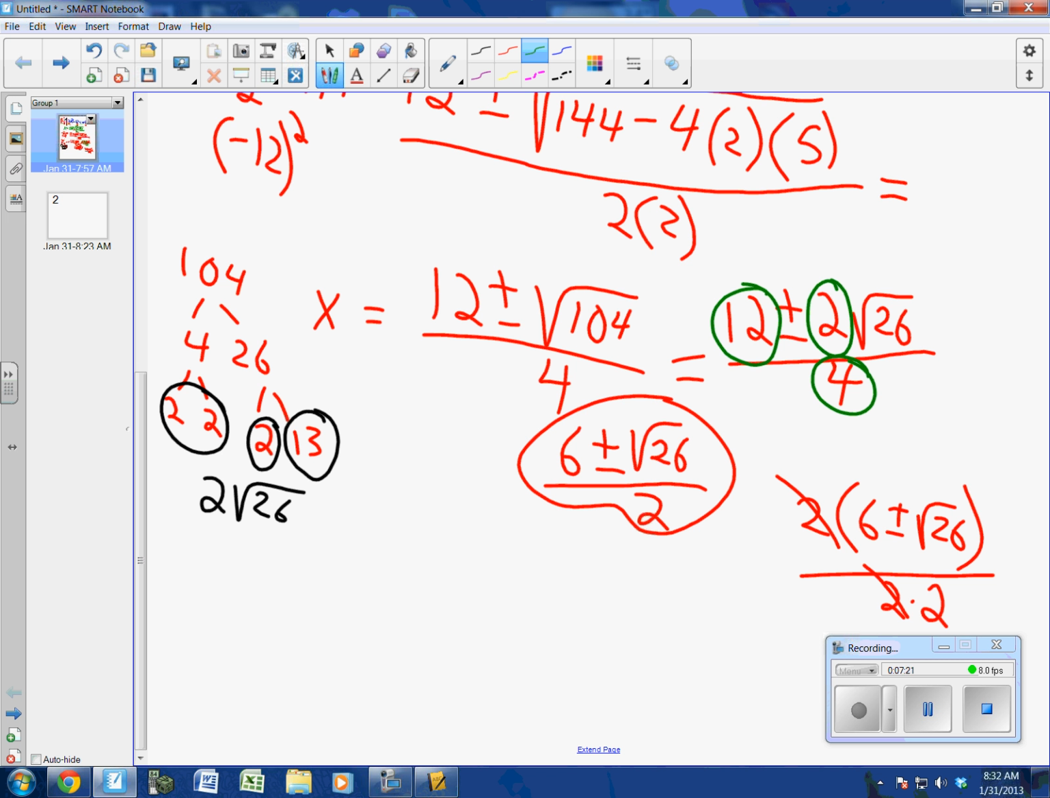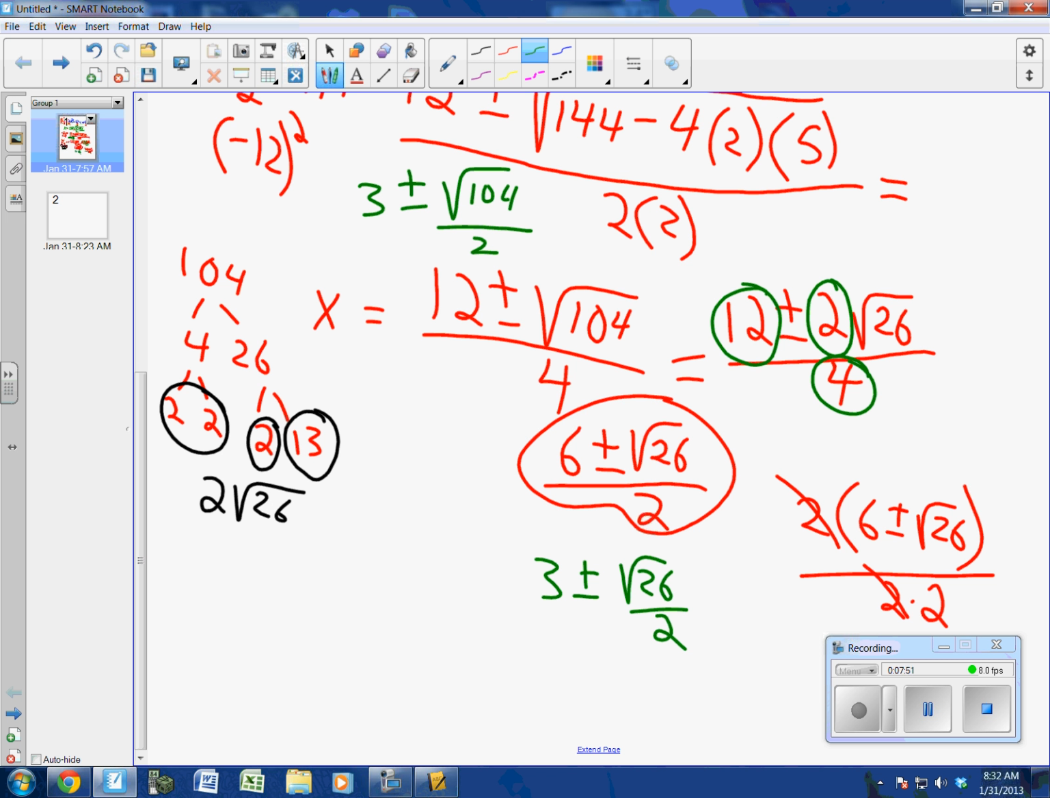Like up here, Audrey was saying, well, 4 will go into 12. We could write it like this. We could write it like 3 plus or minus the square root of 104 over 2. But then we'd have to still simplify that down. And we'd basically get the same thing. Right here, 2 will still go into 6. We could rewrite this as 3 plus or minus the square root of 26 over 2, like that. But we generally don't. We usually leave it like this. Okay? So we could do that.